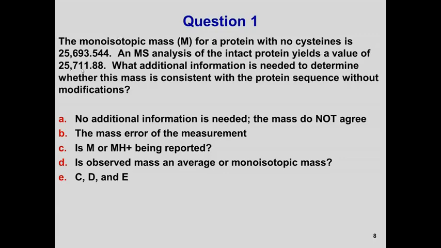The correct answer is B, I need to know the mass error. Otherwise, I don't know if this is within the mass error. I also need to know whether I'm talking about M or M plus H. In such a large protein, 1 Dalton may not be that important, but if I'm near the edge of the mass error, it could be important. And therefore, I need this, and I need this, and I also need to know if it's an average or a monoisotopic mass, and therefore the correct answer is E.